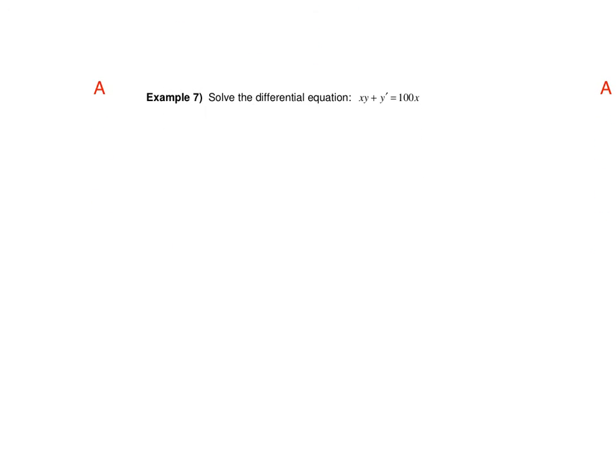All right, we're going to solve this differential equation. All right, we got our derivative. We want to get to y equals. So I've got my xy. I've got my dy dx. I've got my 100x. I want dy dx by itself so that I can multiply both sides by dx. So I'm going to subtract that quantity xy to the other side.